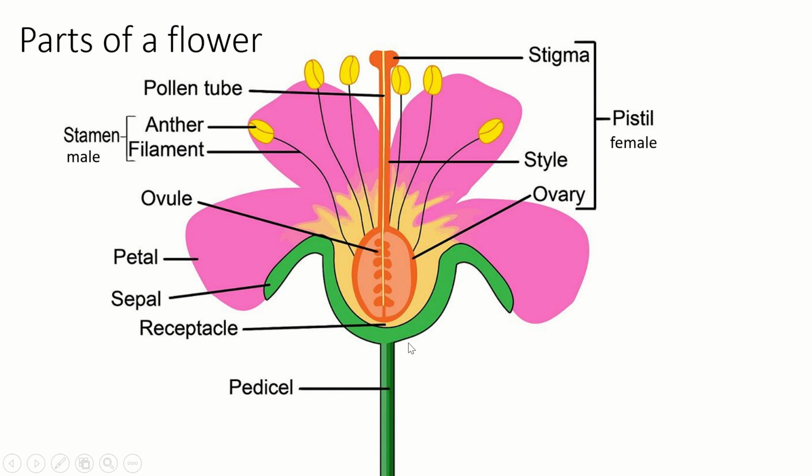And inside of the ovary, there are one or more ovules. Each ovule can develop into a seed. So a plant like this with multiple ovules could grow a fruit with multiple seeds in it. The male part is called the stamen, and it's made up of the anther, where the pollen grains are actually made, and that anther is held up on a filament. Okay, so that's the filament. Filament and anther together make the stamen.